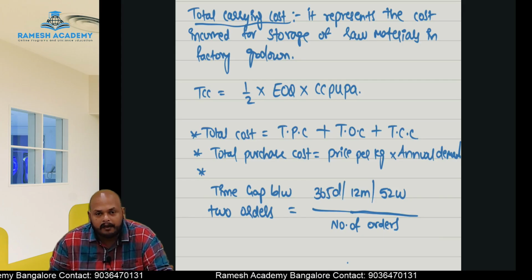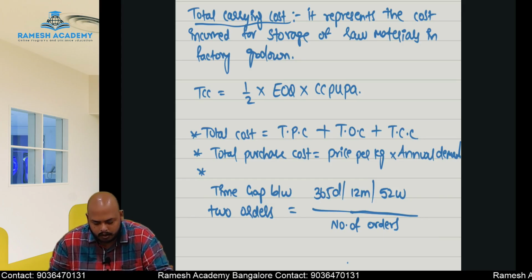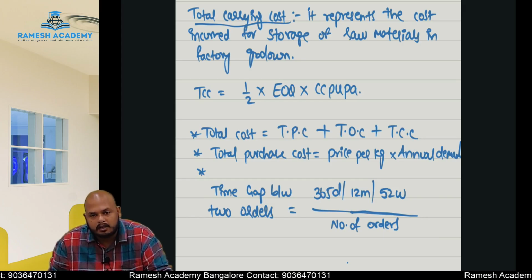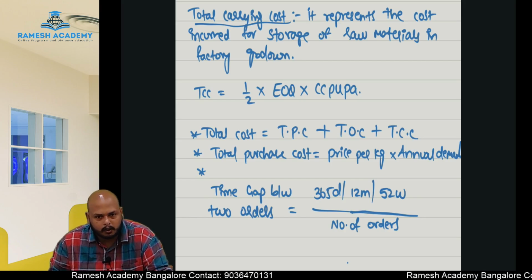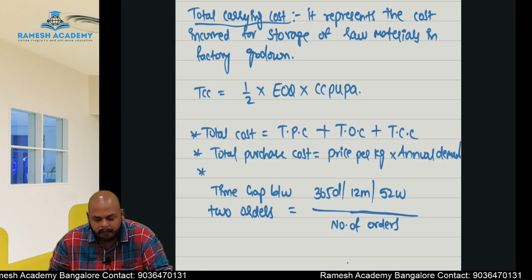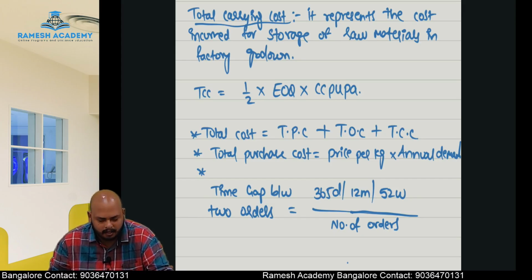Then what is the formula for total cost? Total cost is total purchase cost plus total ordering cost plus total carrying cost. We already know the total ordering cost and total carrying cost. What is the total purchase cost? Price per kg into annual demand: the price at which you are purchasing per kg multiplied by your annual demand gives the total purchase cost.